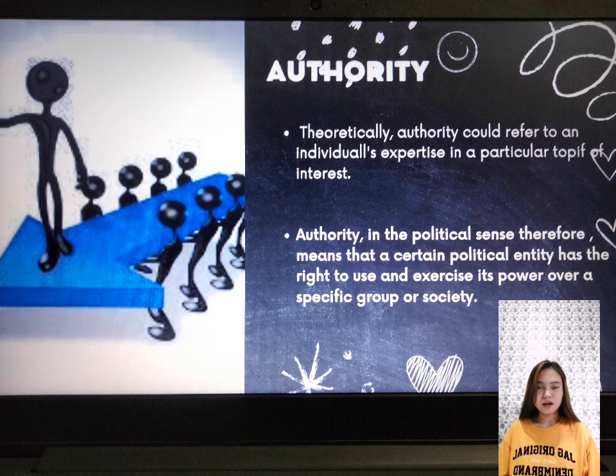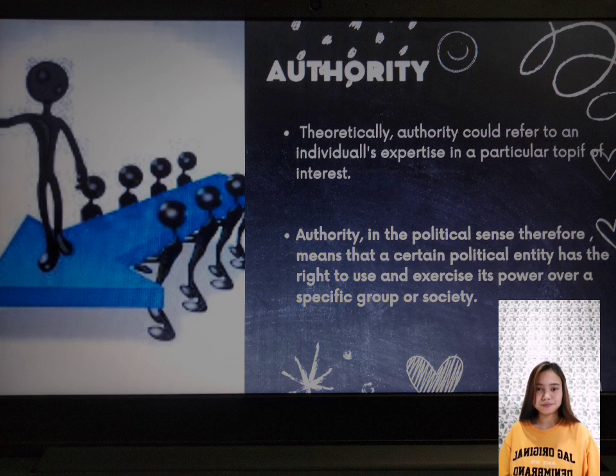Authority. Theoretically, authority could refer to an individual's expertise in a particular topic of interest. Authority in the political sense, therefore, means that a certain political entity has the right to use and exercise its power over a specific group or society. Here are the classifications of authority.